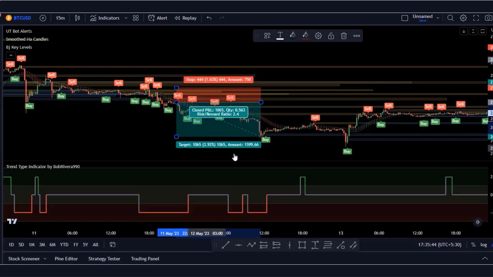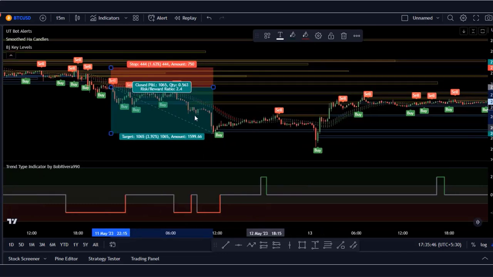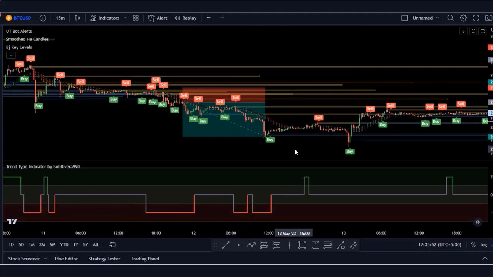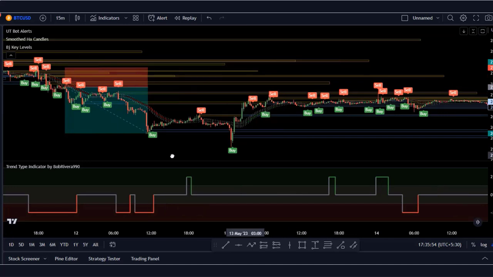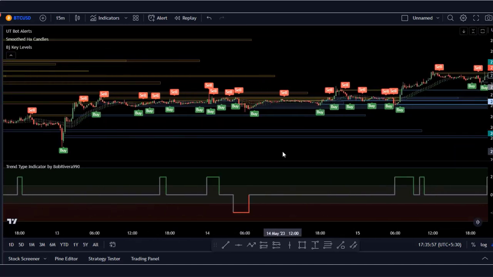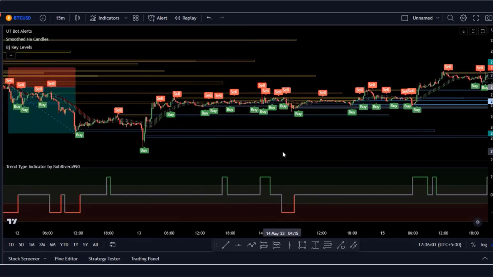And one very important thing: when you use this indicator on a 5-minute or 15-minute time frame, then your stop loss will be very small. So it may be that the broker you use provides you very high spread, due to which your chances of hitting the stop loss will be high.